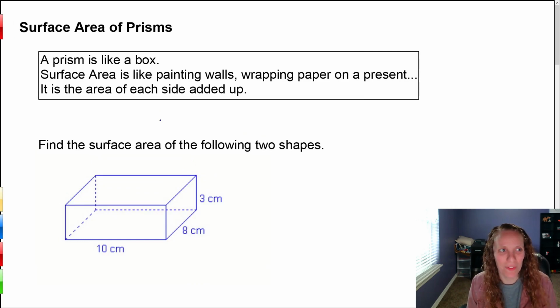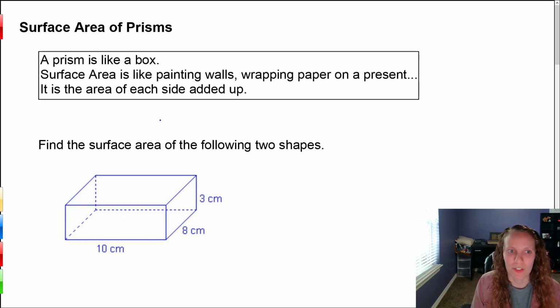Hey guys, today we're going to be looking at surface area of prisms. A prism is like a box, much like the picture that you see below. Surface area is like painting walls in a room, wrapping paper on a Christmas present or a birthday present. It is different than volume.